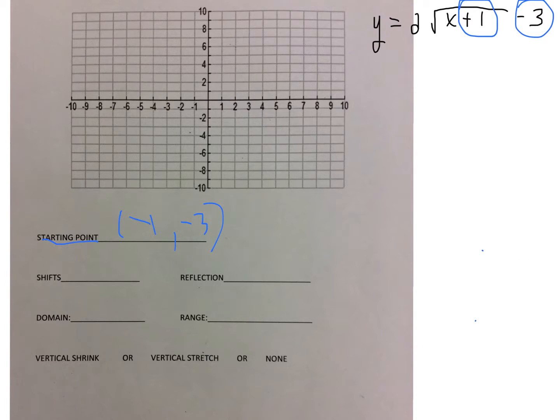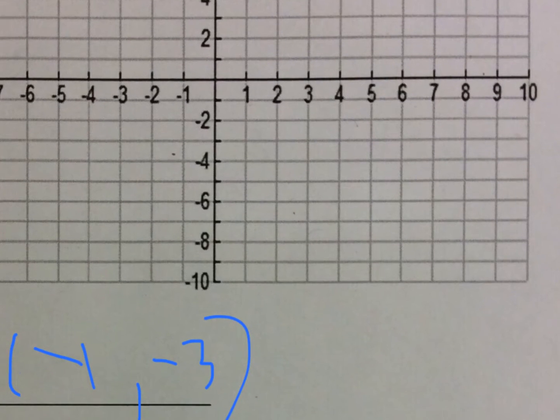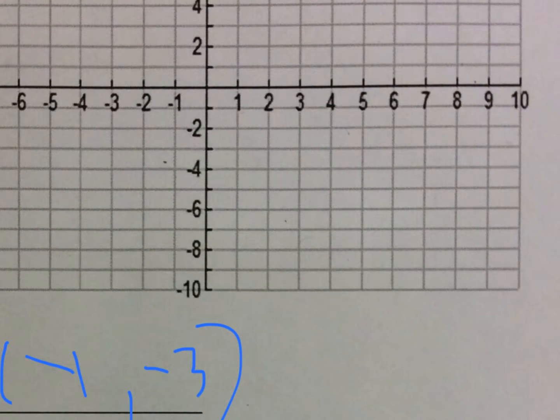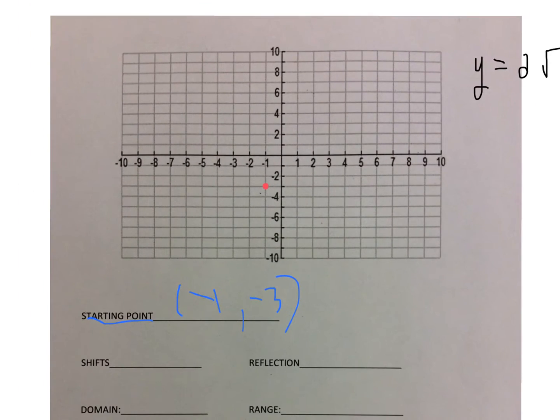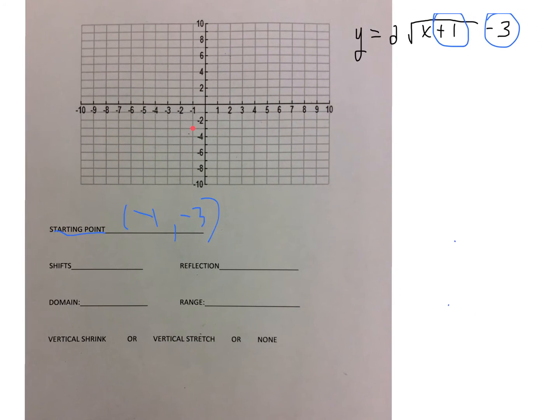Alright, so let's plot our starting point. So -1, -3. Let's change my pen width here. -1, -3. So right here. Boom. Okay, so now let's talk about some of this other stuff here.